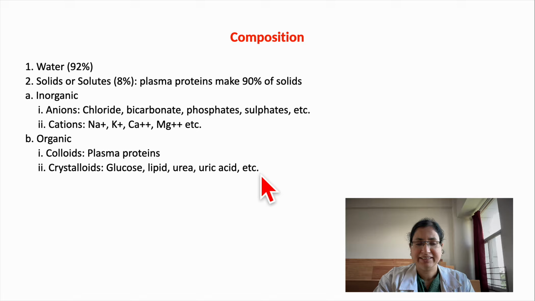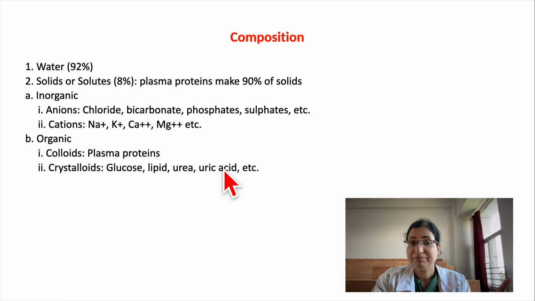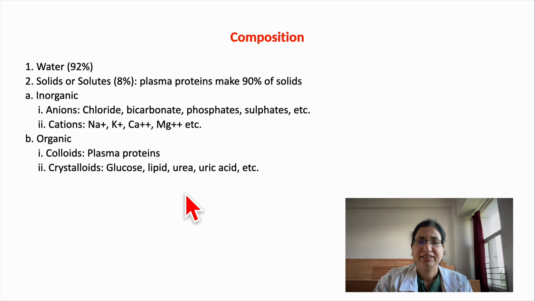Once again there is an MCQ. See, which are the crystalloids present in the blood? Glucose, lipids, urea, uric acid. But plasma protein is not a crystalloid, it is a colloid. For example, albumin is a plasma protein. So albumin is a colloid, it is not a crystalloid. So here we can see the different MCQs from this slide.